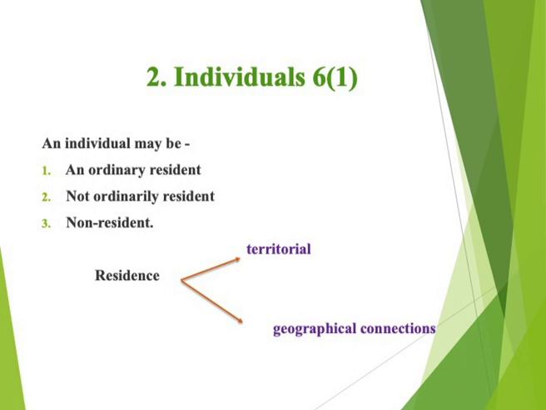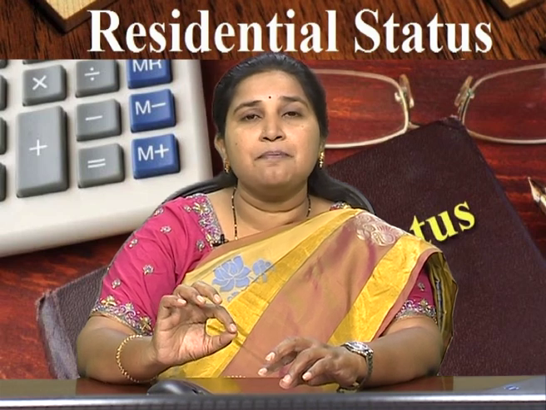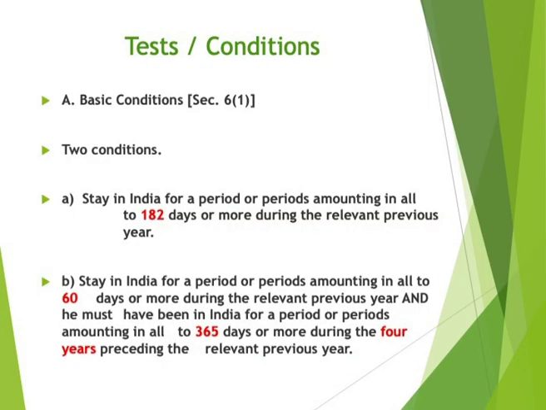Then, what does residence mean? Normally we think it is a territorial or geographical connection, but it is not like that when you take it to the income tax department's consideration. So, how are we going to determine it? We have two conditions. The foremost condition we call the basic condition, and the other conditions we call additional conditions. These conditions are also called tests. You can look at it on the screen. Here we have tests or conditions.